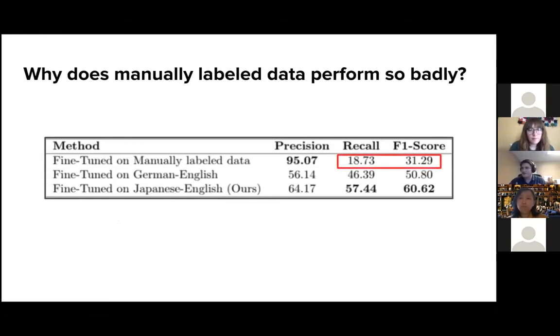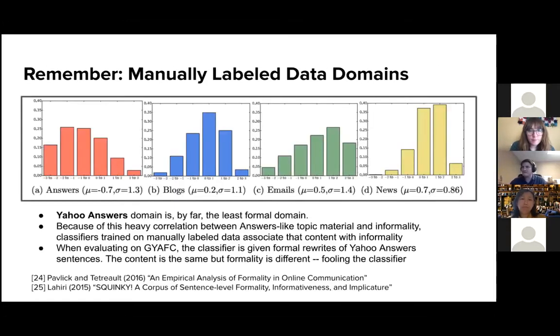Okay, so why did the manually labeled data perform so badly? As you can see, the recall is really low, and the precision is really high. This means that we're barely getting any of the positive class, which is the formal sentences. So the manually labeled data is labeling almost everything in the Grammarly Yahoo Answers formality corpus as informal. Why would that be? Well, remember, the manually labeled data was sampled from 4 different domains. The one on the far left is Yahoo Answers, and it turns out that it is by far the most informal on average out of all 4.